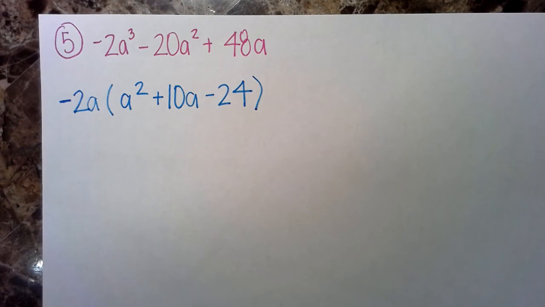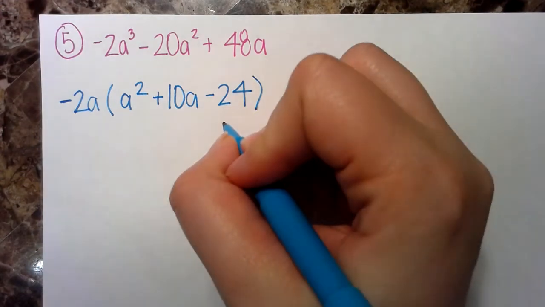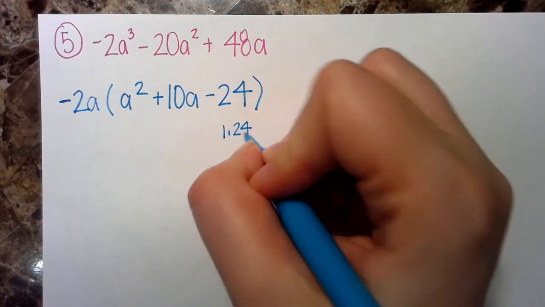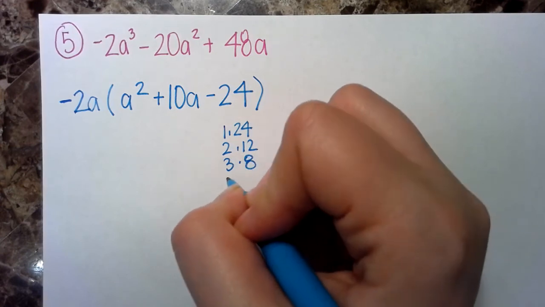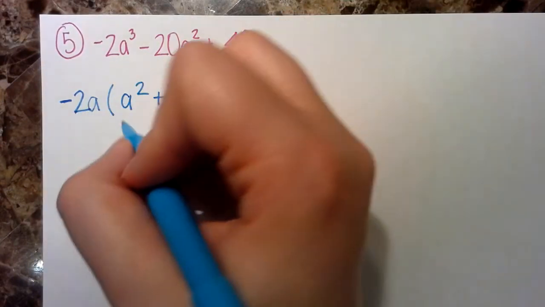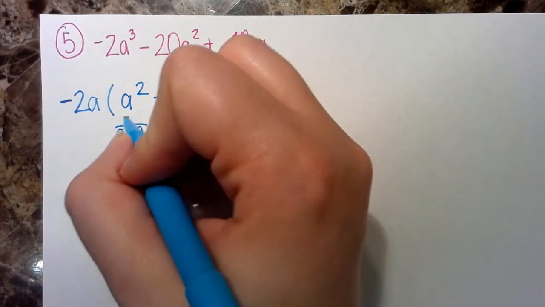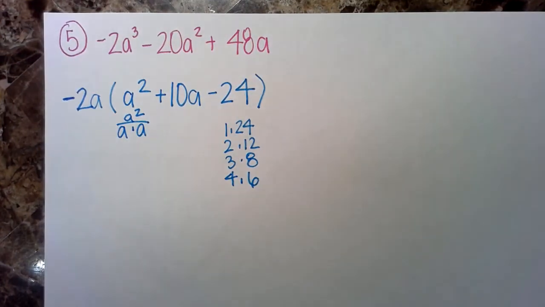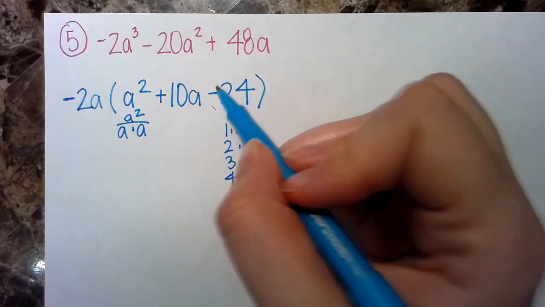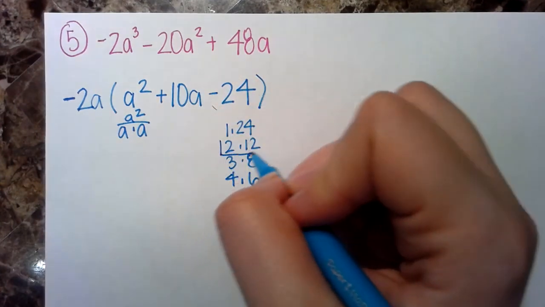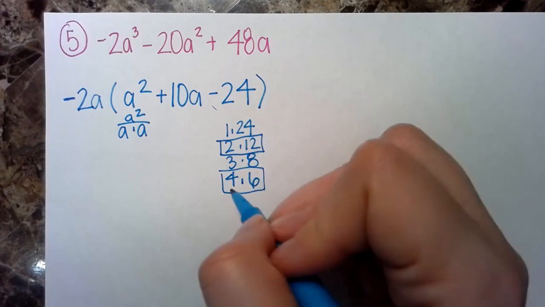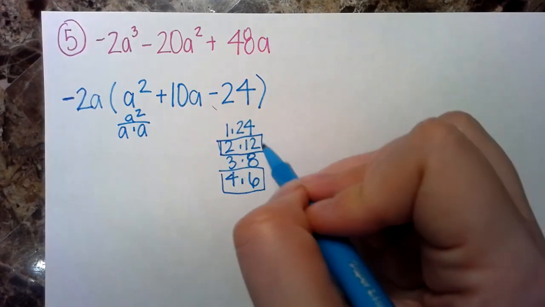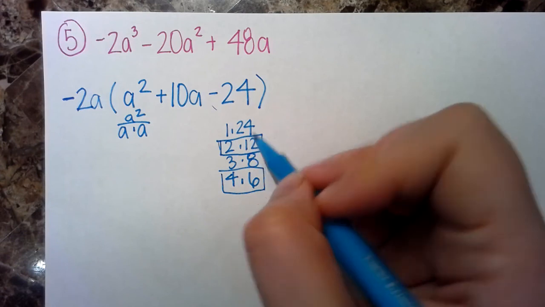And now we're going to say to ourselves, okay, how can we get a positive 10? So we have our factors of 1 and 24, 2 and 12, 3 and 8, and 4 and 6. We have our factors of A and A. A times A is A squared. Now because this is a negative, we have to make one of them negative. So I'm going to use this one because even though this one's going to get me 10, I wouldn't be able to use a negative number to get me to a positive 10. So I'm going to use this one because I could use a negative 2 and a positive 12.